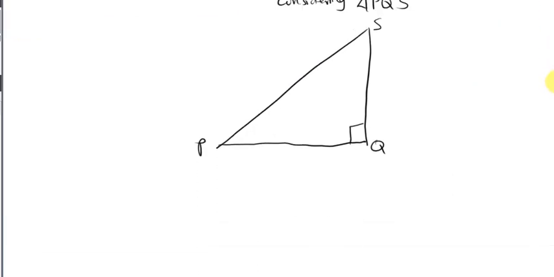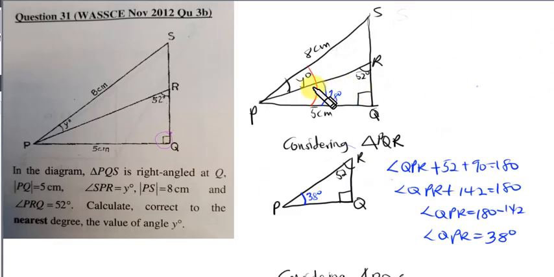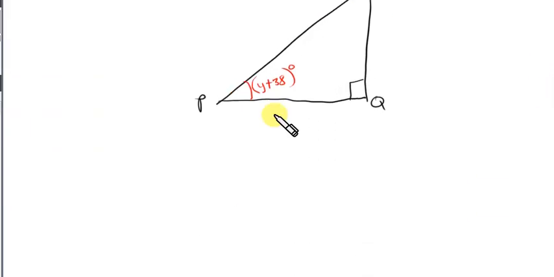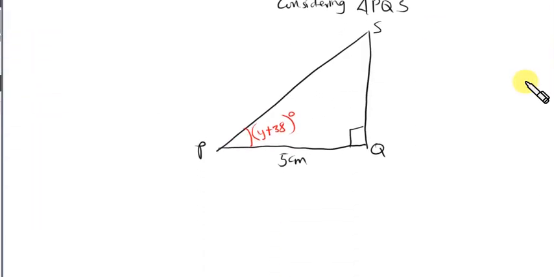So this means the angle that we have here is going to be Y plus 38 degrees. So that is the entire angle that is covered here, and from P to Q is 5 centimeters here. So let us put the length here. From P to Q is 5 centimeters, and of course we are given the length from P to S, which is 8 centimeters. So here is also 8 centimeters.